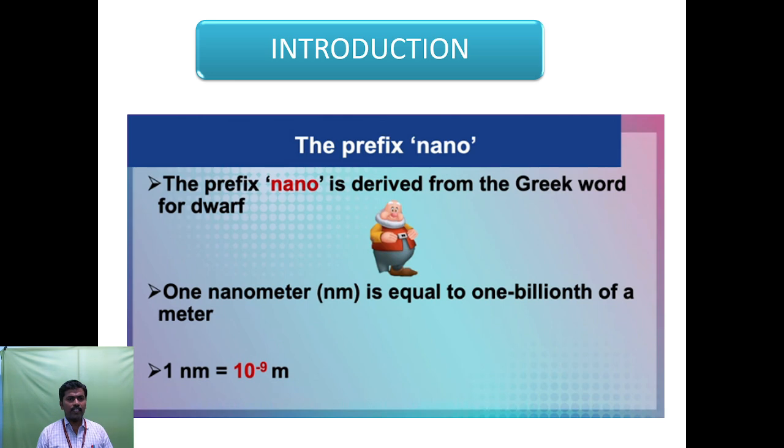So first, the introduction. The prefix nano is derived from the Greek word for dwarf. 1 nanometer is equal to 1 billionth of a meter. That is nothing but 1 nanometer equals 10 power minus 9 meter.